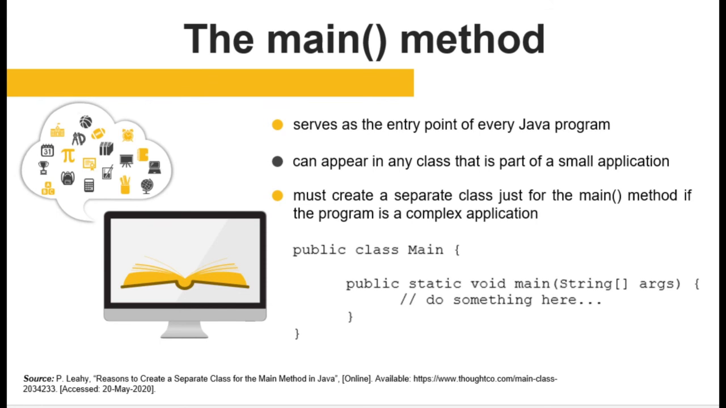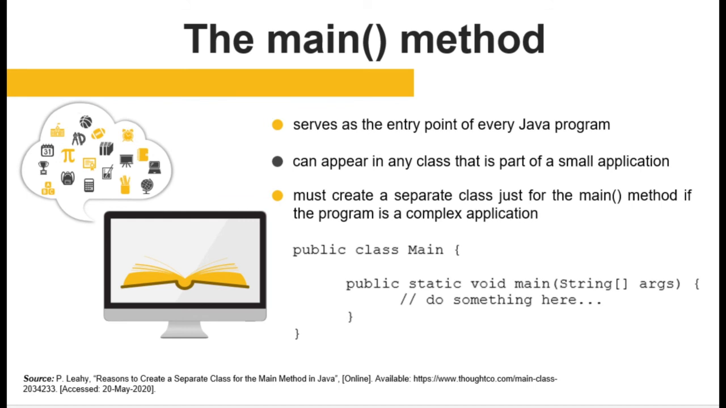It can appear in any class that is part of a small application, just like the sample program from the previous lesson, in which we define the main method inside the single class we created. We must create a separate class for the main method if the program is a complex application. The main class can have any name, although typically it will just be called main.